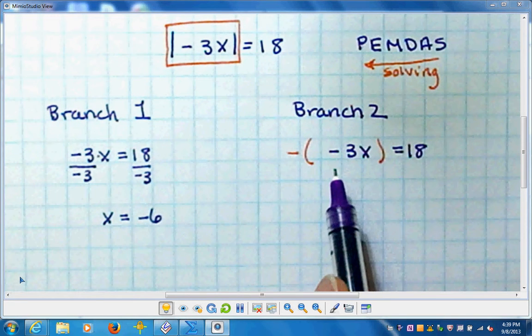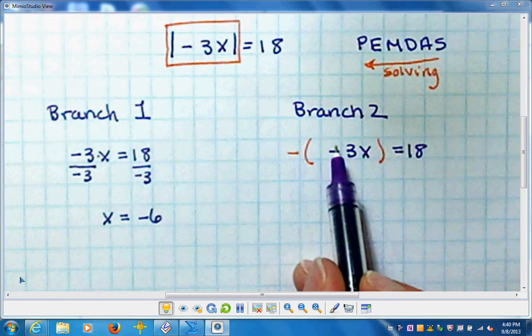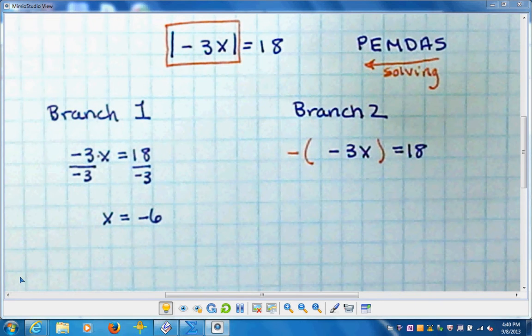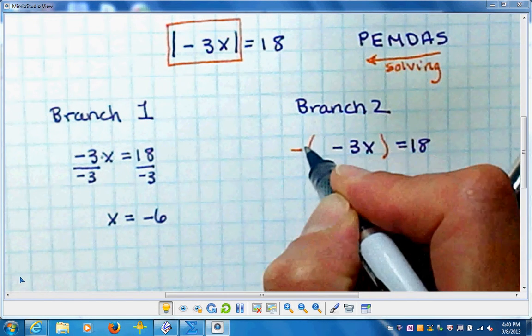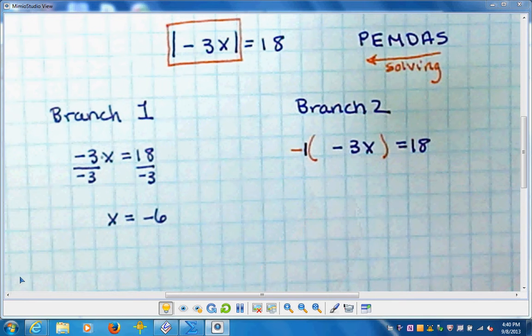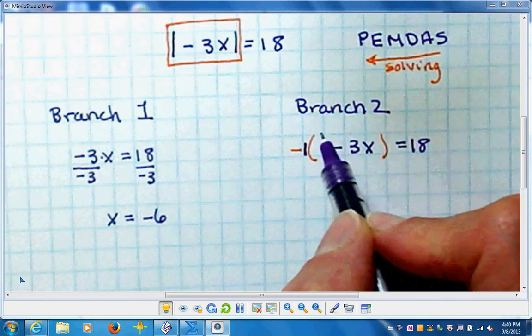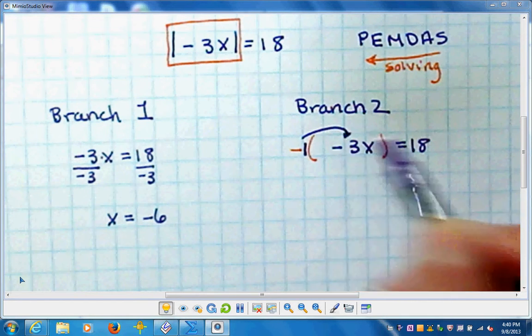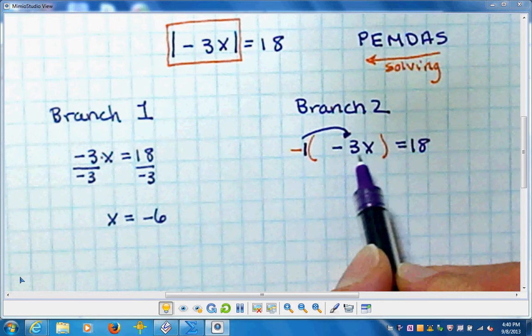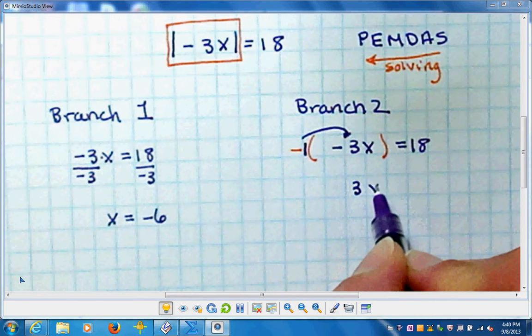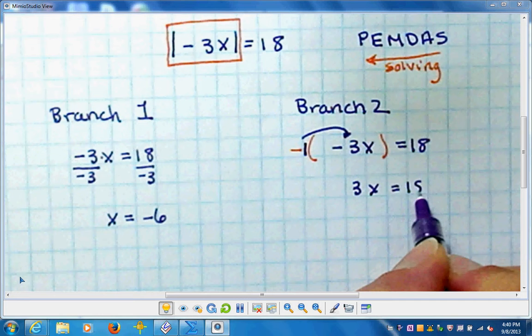Okay, so looking over here, if you wanted to, you could distribute in that negative 1, or you could divide by a negative 1, or you can multiply by a negative 1. So I'm just going to write right here that there's a 1 right there. So for right now, since most of you are used to distributing this in, I'm going to go ahead and distribute that in. So negative 1 times negative 3x gives me 3x, and that equals 18.